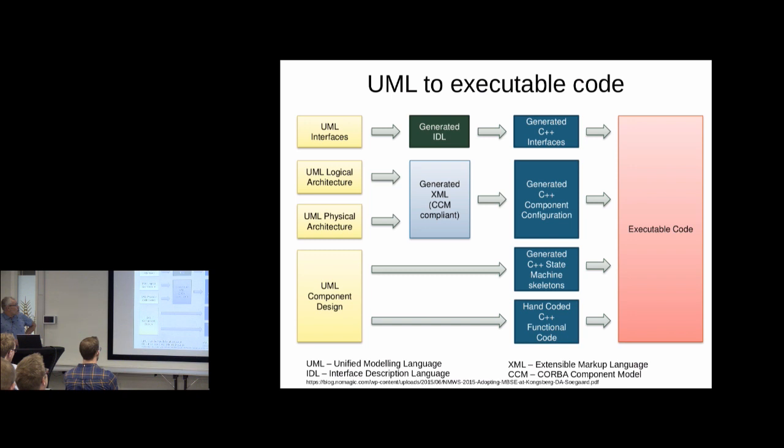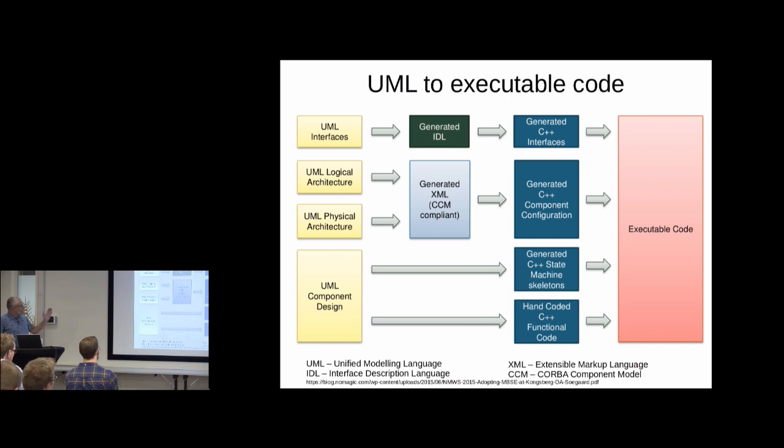The way we go from UML to executable code is shown in this figure. For instance, at the top we have the UML interfaces. We generate IDL files from them. IDL is Corba IDL. And from them again, we generate C++ interfaces, including ORB client stubs and server skeletons. Similarly, from the UML logical and physical architecture, we generate XML files that are Corba component model compliant. And from them, we generate C++ component configuration files. And from the UML component design, we generate C++ state machine skeletons.